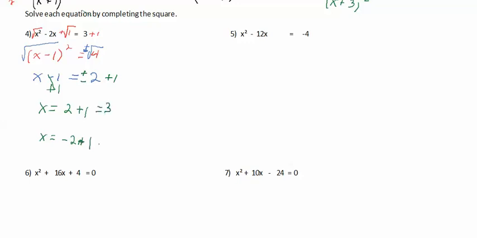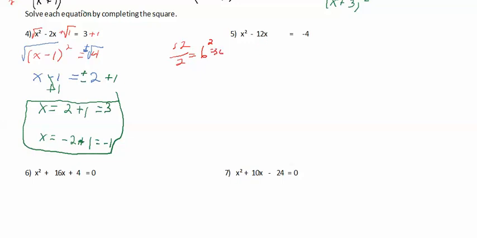3 over here, and I have negative 1 here, and that's my solution. Okay, next one. Take the middle term, divide it by 2. So I've got 12 divided by 2, which is 6. Square it. It's 36. So I'm going to add 36 to both sides. So add 36 here and add 36 here.